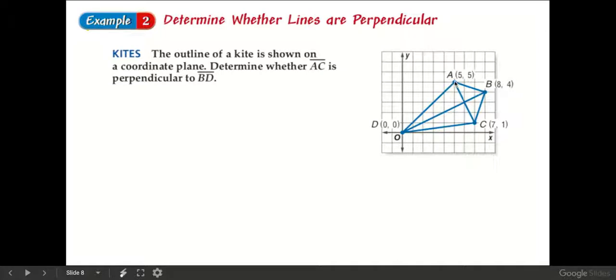So really what I want to do is find the slope of this line, and I want to find the slope of this line. And you know how to find slopes based off points, so we're going to do that. So let's find the slope of each line segment there.